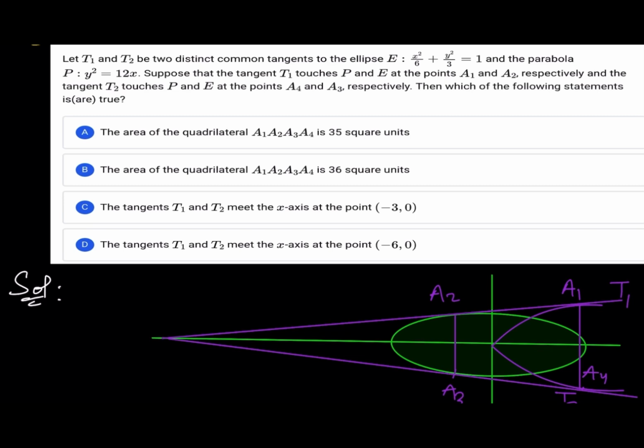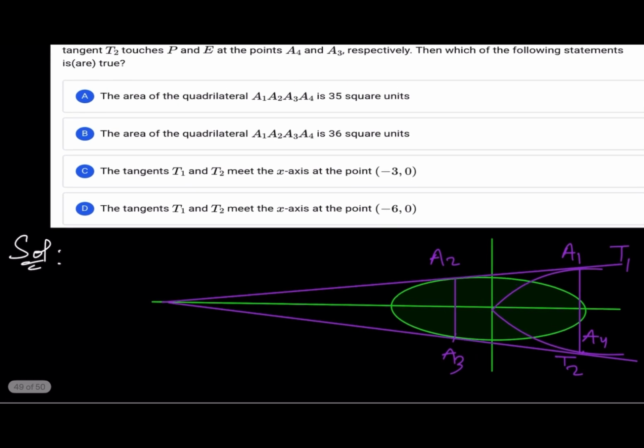So for this, if I have A1 and A2, then we can have A3 and A4 as well using symmetry. So first of all, we will write the equation of tangent T1.